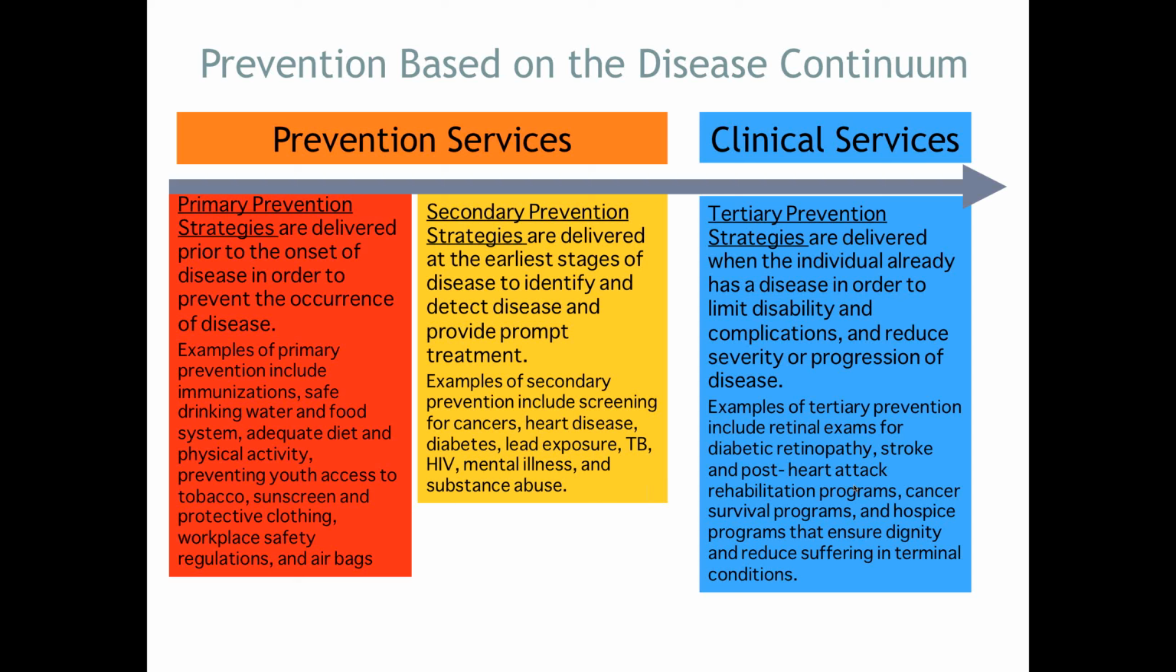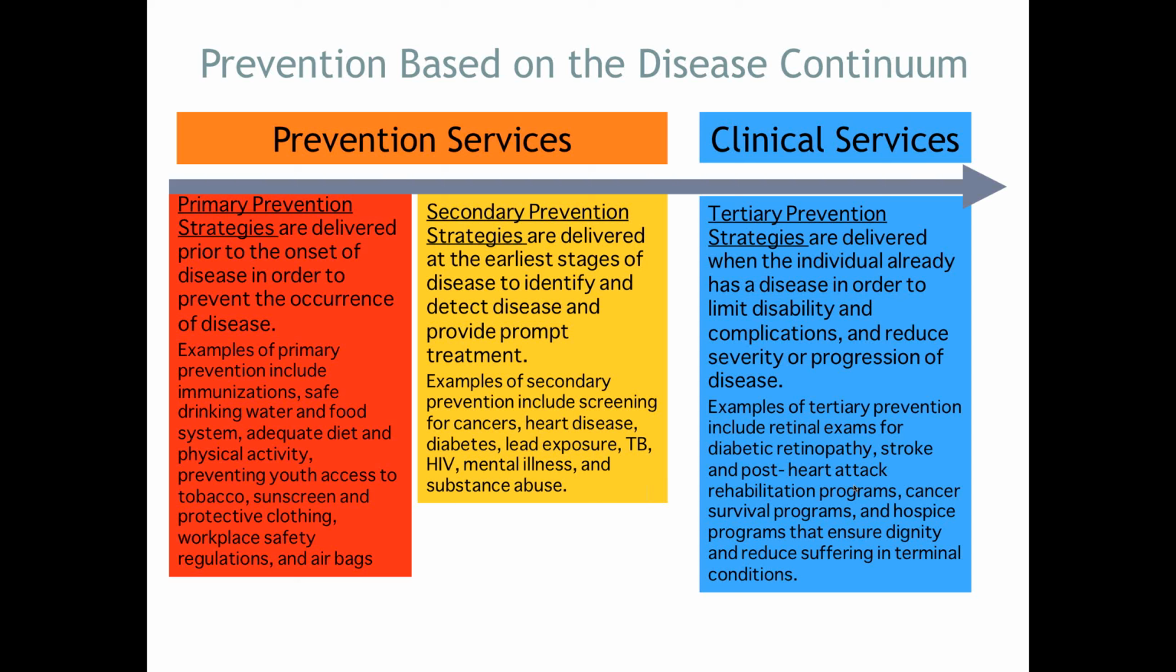Secondary prevention strategies are delivered at the next point in the continuum. So this is when the disease is at its earliest stage. So we're not trying to prevent the disease from occurring, but we're trying to identify and detect early disease quickly and promptly in order to be able to provide treatment. So examples of secondary prevention include screening for cancer, screening for heart disease and diabetes, screening for lead exposure, screening for TB, screening for HIV, screening for mental illness and substance use.